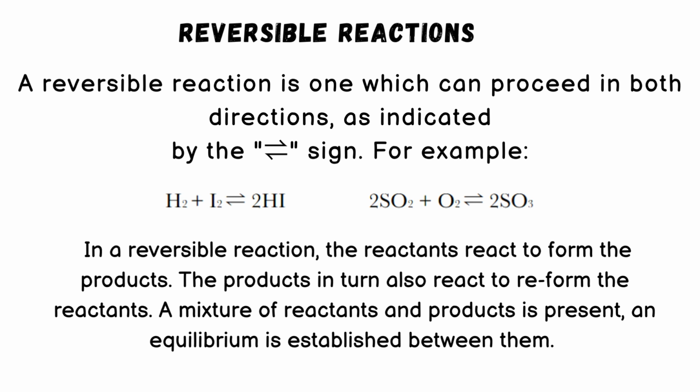In a reversible reaction, the reactants react to form the products. The products in turn also react to reform the reactants. A mixture of reactants and products is present. An equilibrium is established between them.